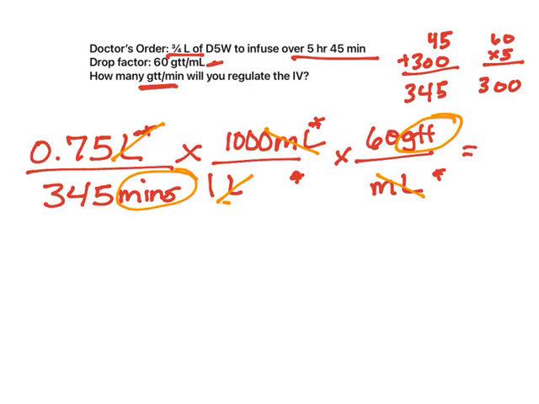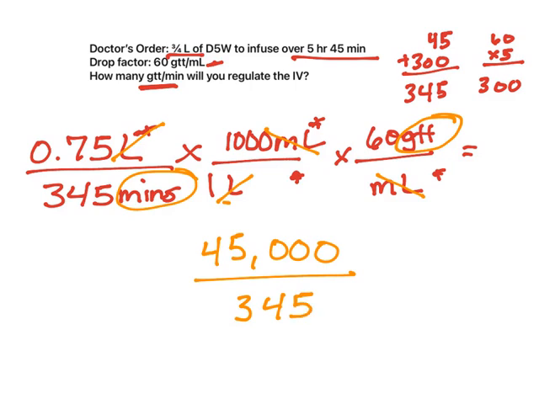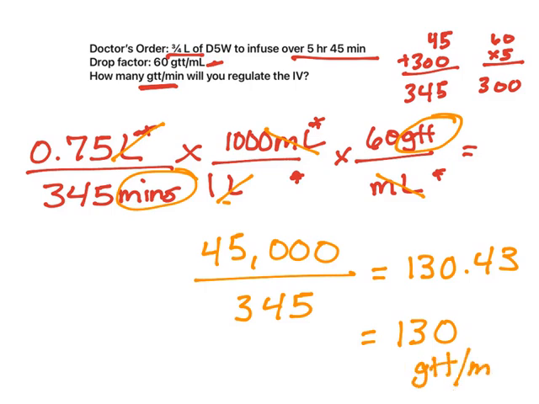So now all we have to do is multiply straight across the top. So we're going to take 0.75 times 1,000 times 60, and that's going to give us 45,000. And then we're going to multiply 345 times 1, which is 345. So we put 345 on the bottom. So we're going to take 45,000 divided by 345, and you should get 130.43. Well, again, remember, we can't get 0.43 of a drop, so we have to round to the nearest whole number, and that's going to be 130 GTTs per minute.